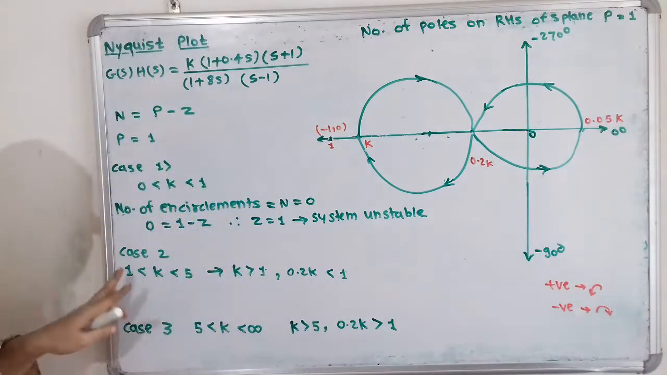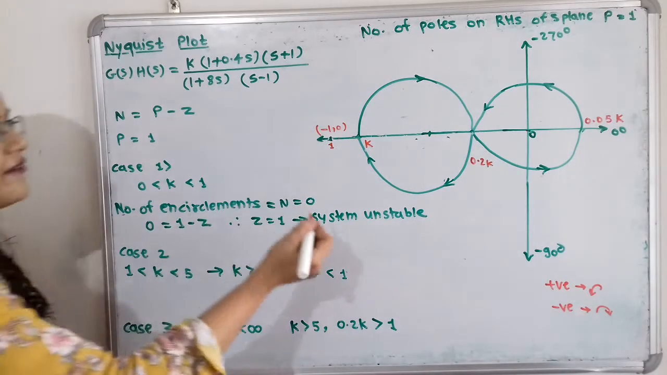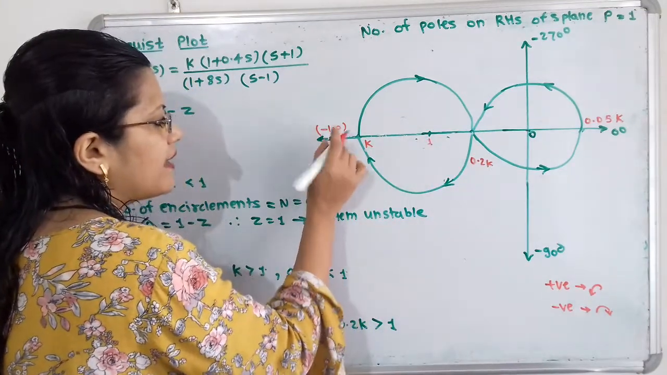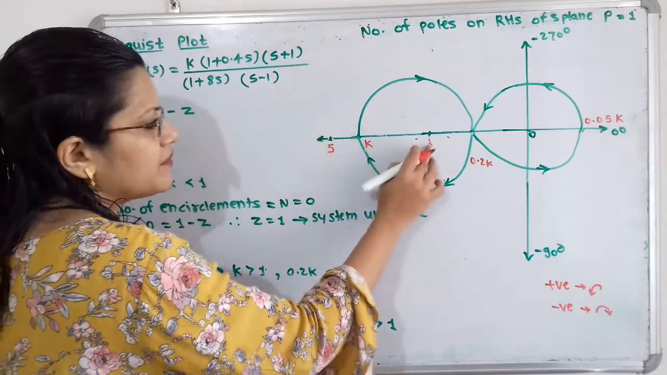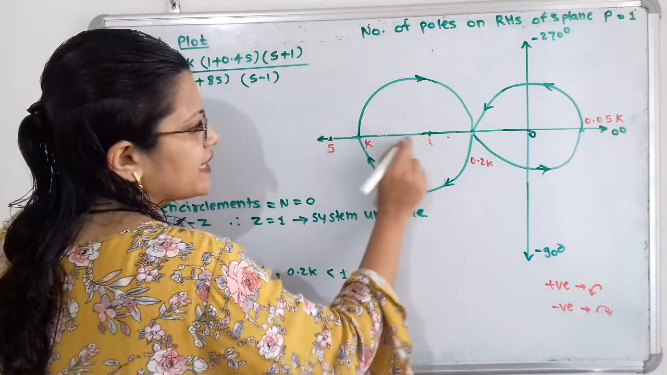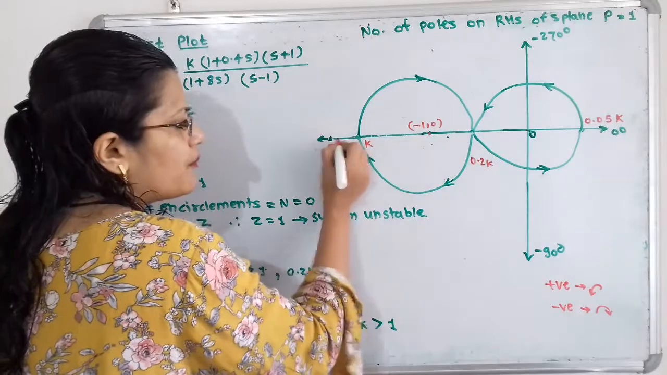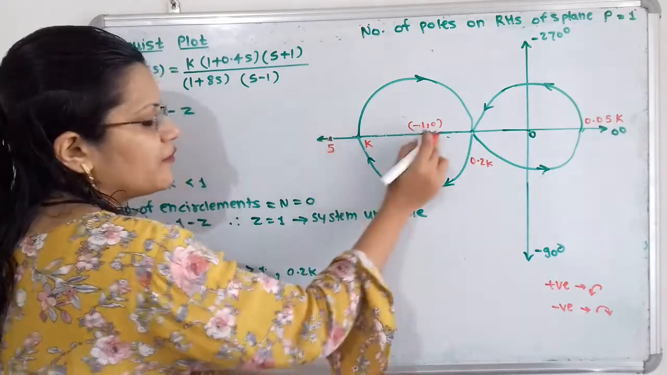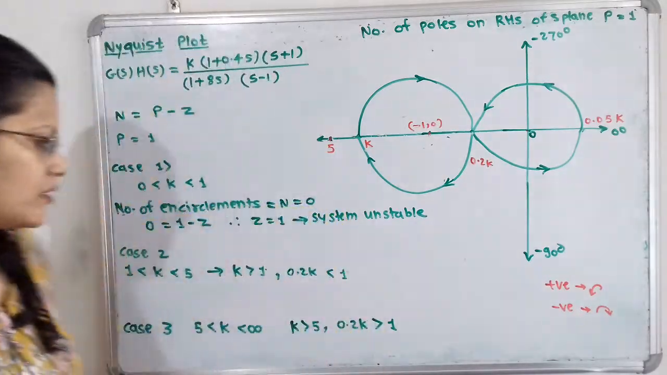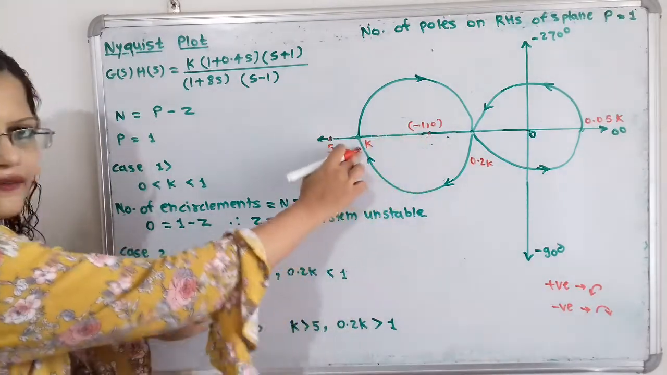So for the next case we will take K in between 1 and 5. That means if I select here the number 1 and if I select here the number 5, then range of K is in between 1 and 5. So I will write here this point that is on negative side, the point of minus 1 comma 0. So this is the range for K. Then we have to decide whether the system is stable or not. So from this we can say that K is greater than 1.